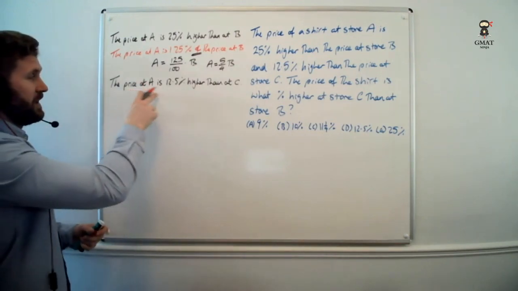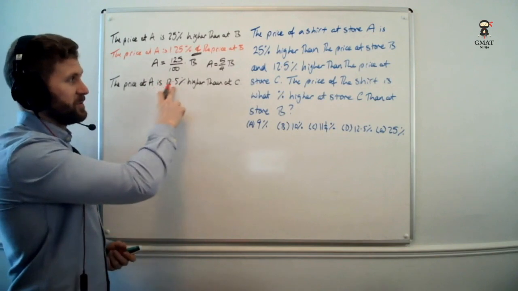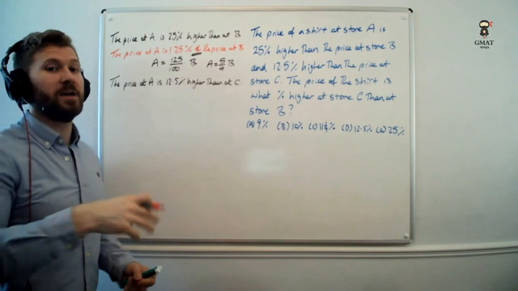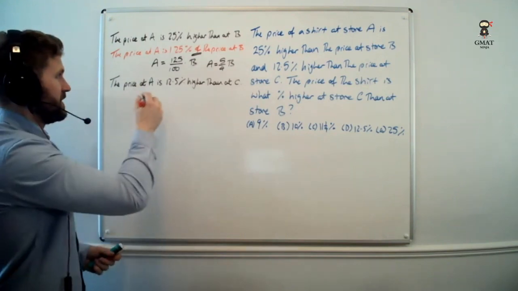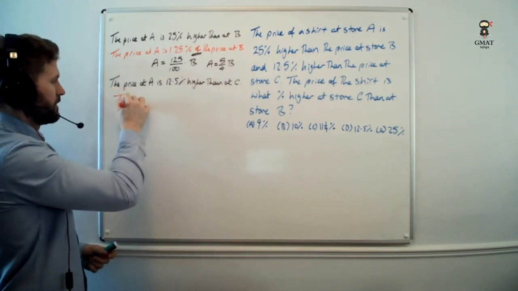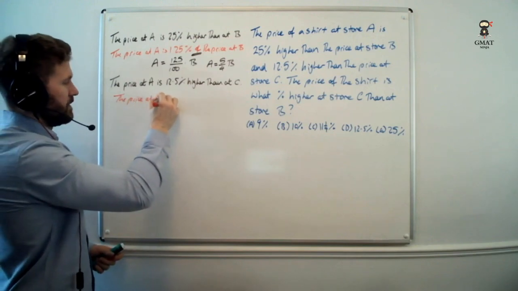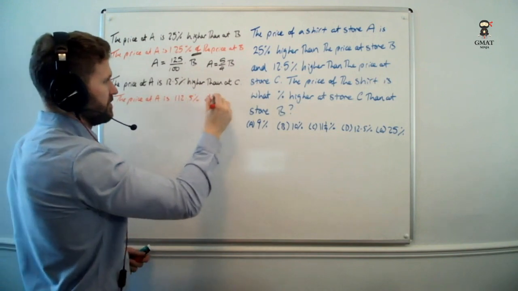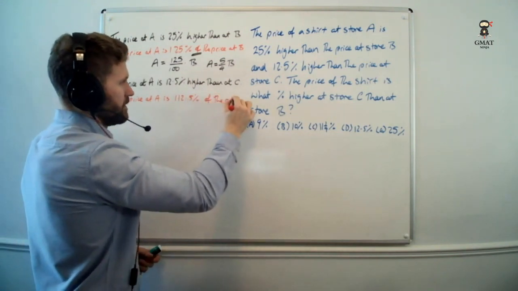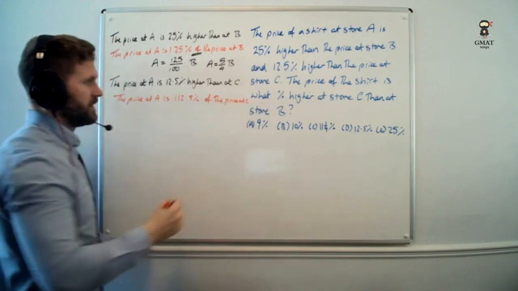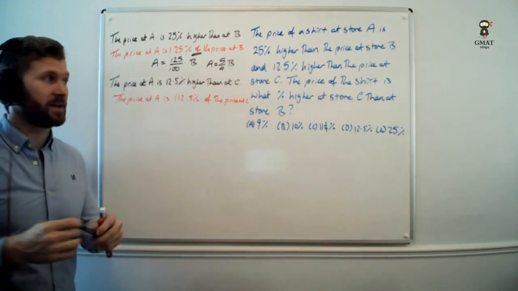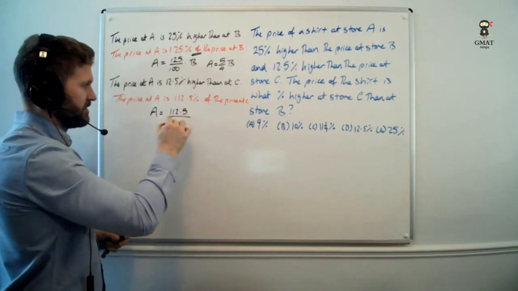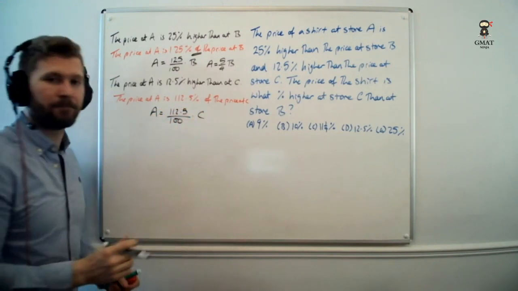So for the second one, if the price at A is 12.5% higher than at C, then we get the original 100% of C's price, and we add on 12.5%. So the price at A is 112.5% of the price at C. And again, I can convert that more directly into algebra. So A is 112.5 over 100 times C.